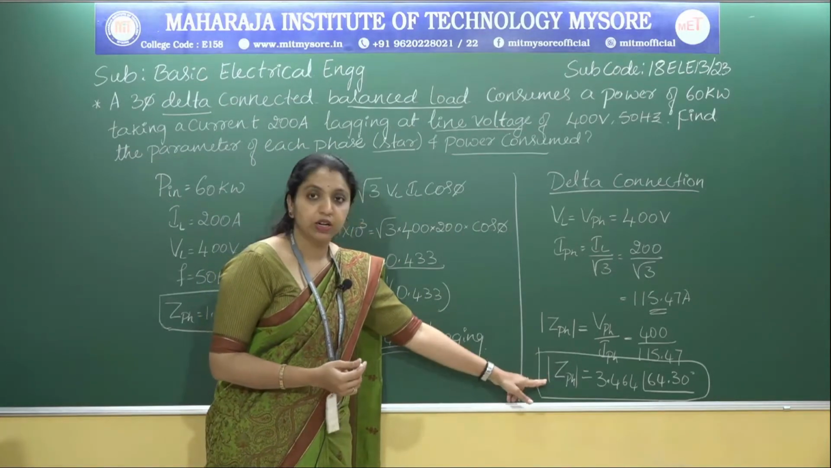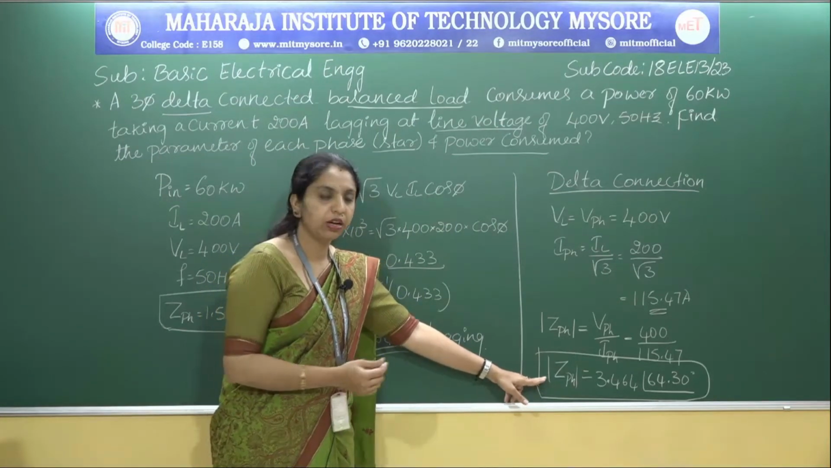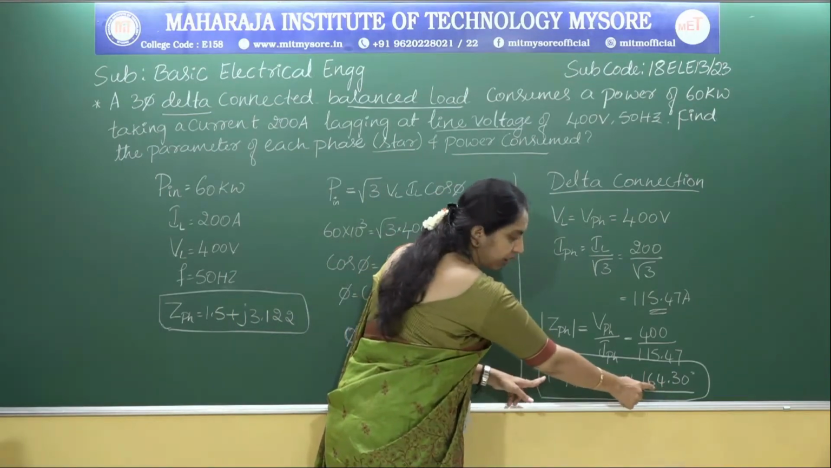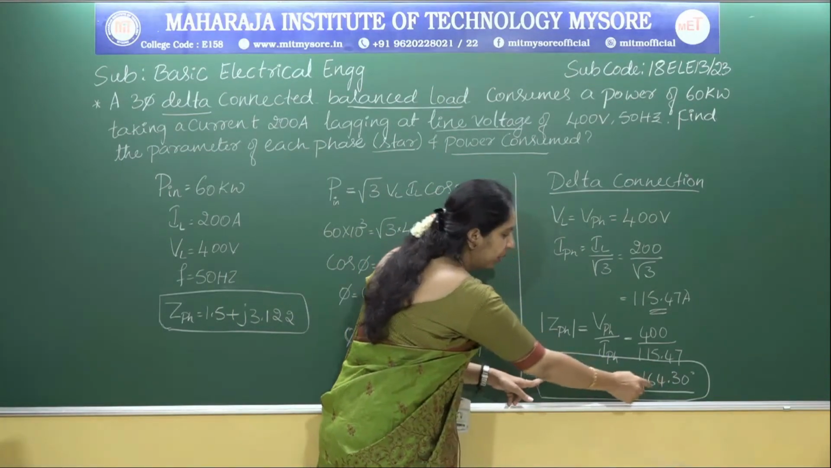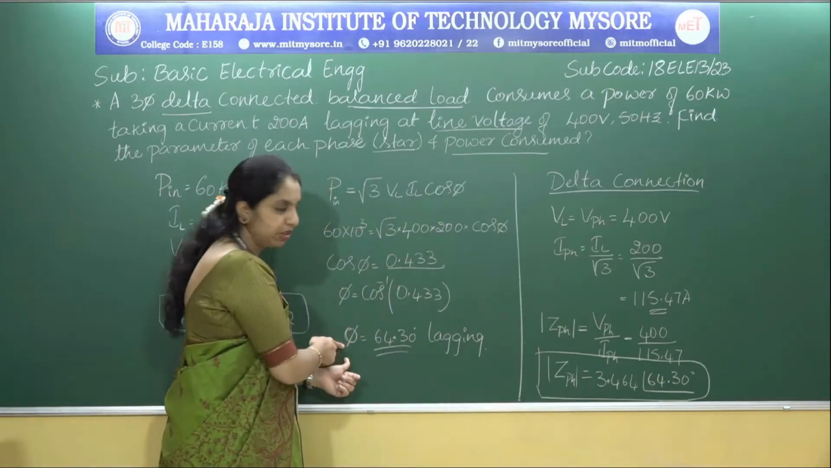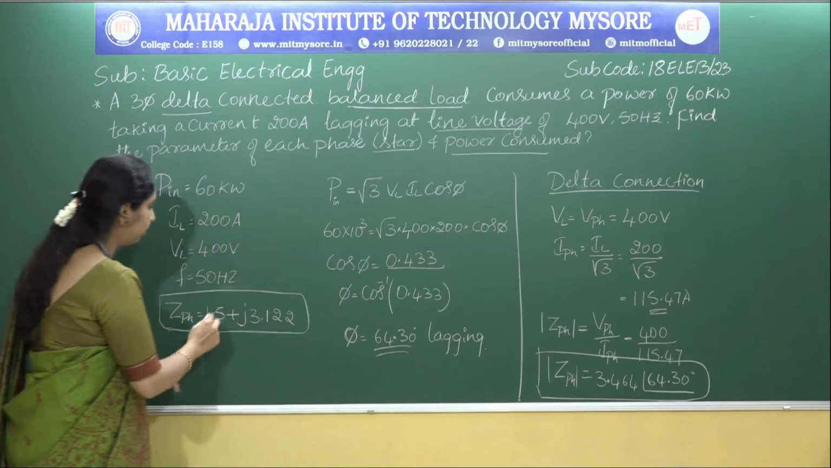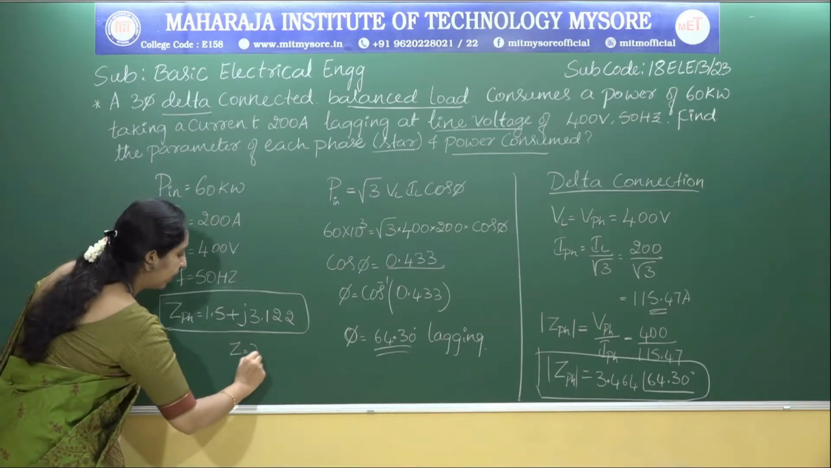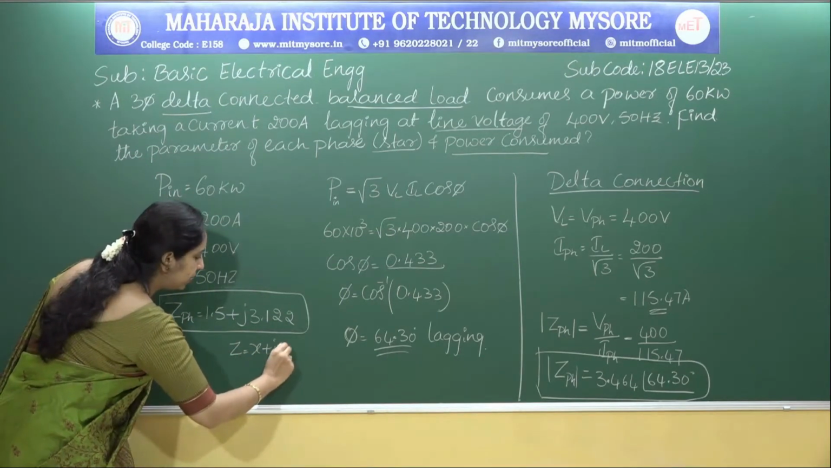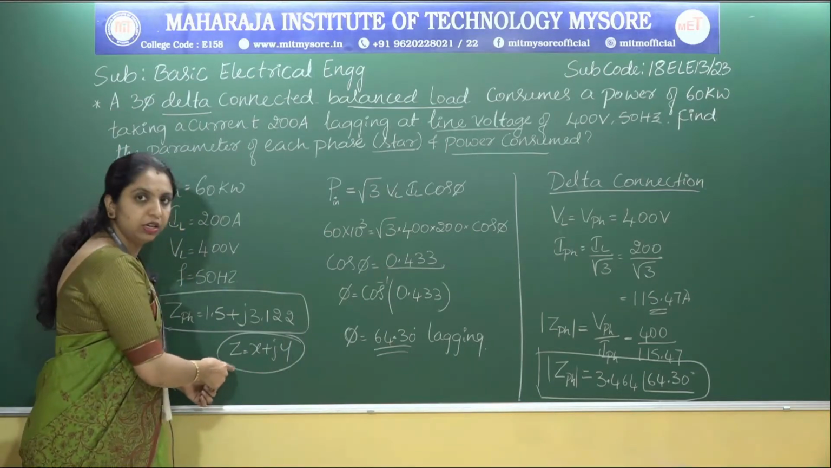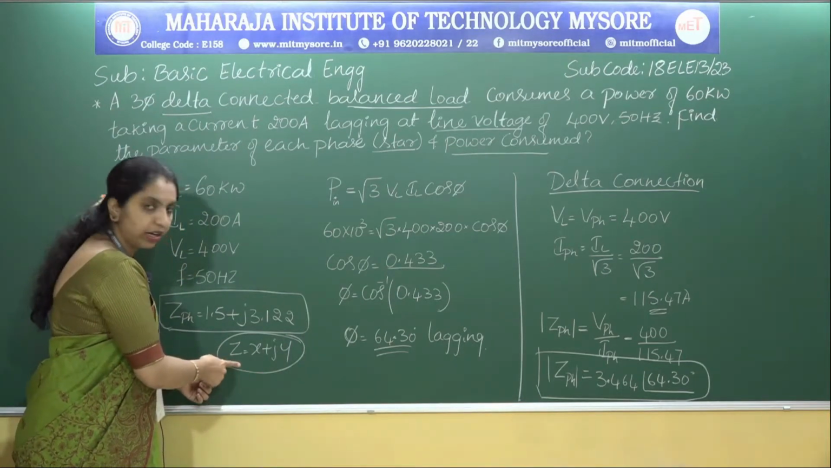Once we convert this to polar, remember polar will be in the form of some x at an angle of y. This y is nothing but the phase which we have obtained from this point. Later if we convert this to rectangular, it will be in the form of z is equal to x plus jy. This is how we represent it in rectangular form.